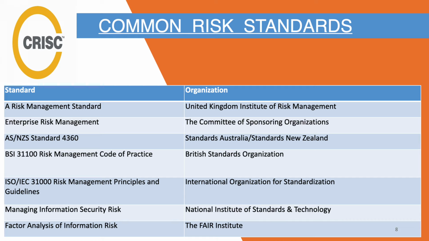Similarly, second last, that is managing information security risk. The organization which deals with it is the National Institute of Standards and Technology. In this, information security risk management is an ongoing process of discovering, correcting, and avoiding security issues. And last, that is Factor Analysis of Information Risk, FAIR. The FAIR Institute provides a taxonomy of factors that contribute to risk and how they affect each other. It is primarily concerned with establishing accurate probabilities for the frequency and magnitude of data loss events. It is not a methodology to perform an enterprise risk assessment, right?